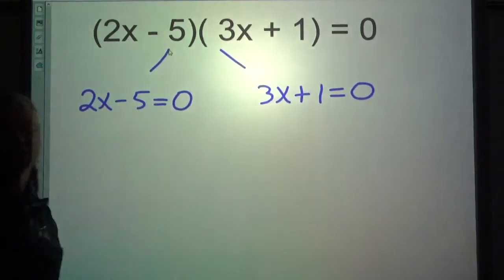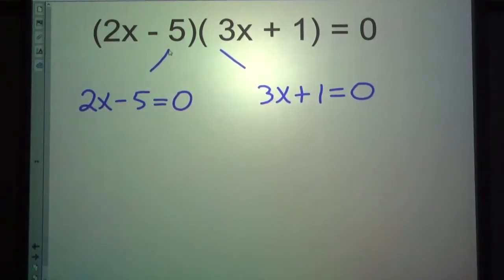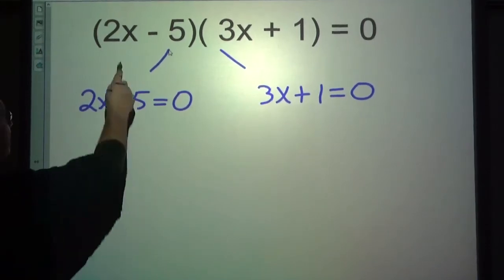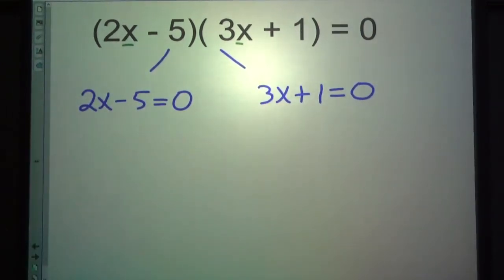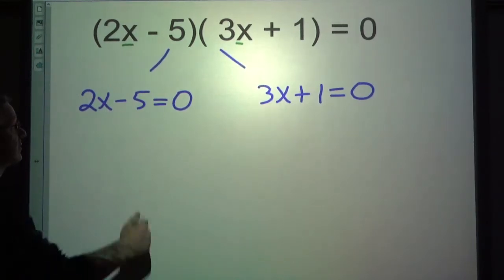Now, why am I doing that? Well, the reason I am separating them and setting them equal to 0 is to find out what value of x causes the equation to be 0. If there's two things multiplied together like this, it could be as many as two different values of x that make it 0. So let's solve.